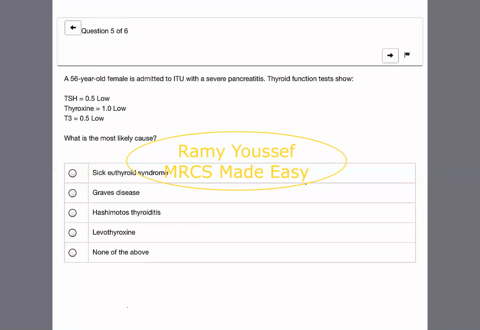A 56-year-old female is admitted to the intensive therapy unit with severe pancreatitis. Thyroid function tests show TSH 0.5, which is low, thyroxine 1.0, low, and T3 0.5, low. What is the most likely cause? Sick euthyroid syndrome, Graves' disease, Hashimoto's thyroiditis, levothyroxine, none of the above.